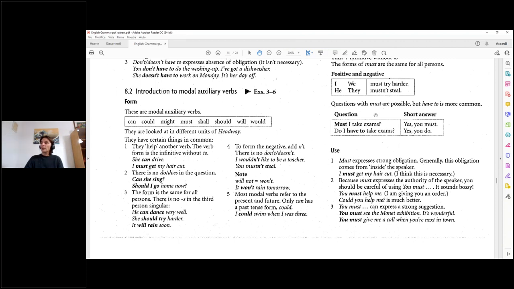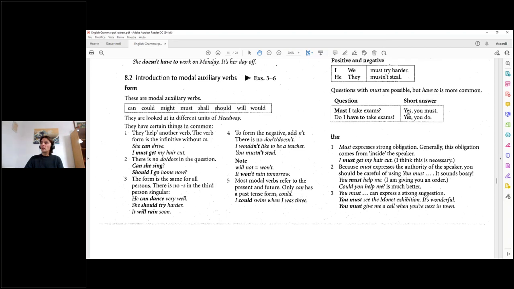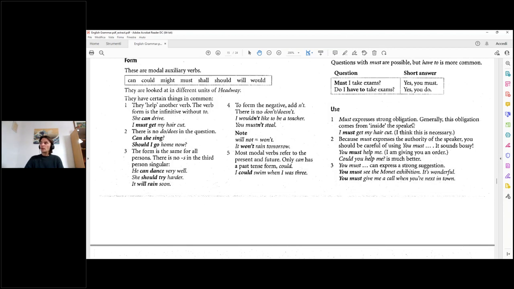Si possono anche fare delle domande con il must. Must I take exams? Devo fare degli esami? Do I have to take exams? Yes, you do. Quindi ricordate, il must non ha bisogno del do per le domande, ok? Must expresses strong obligation, ok? Quindi must esprime un'autorità che viene dalla persona che ci sta parlando, ok?